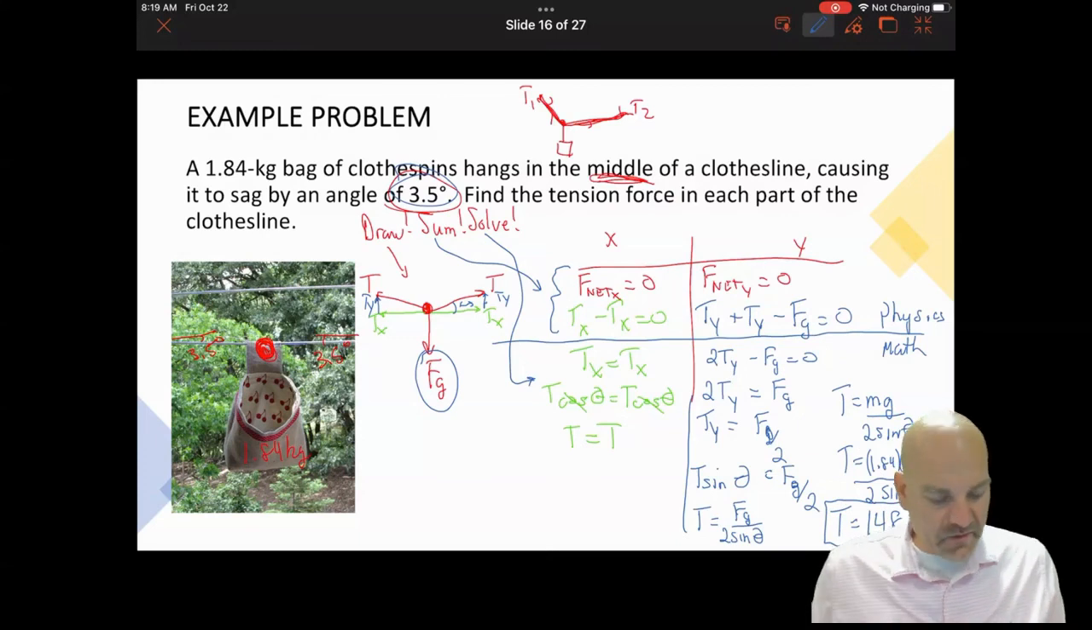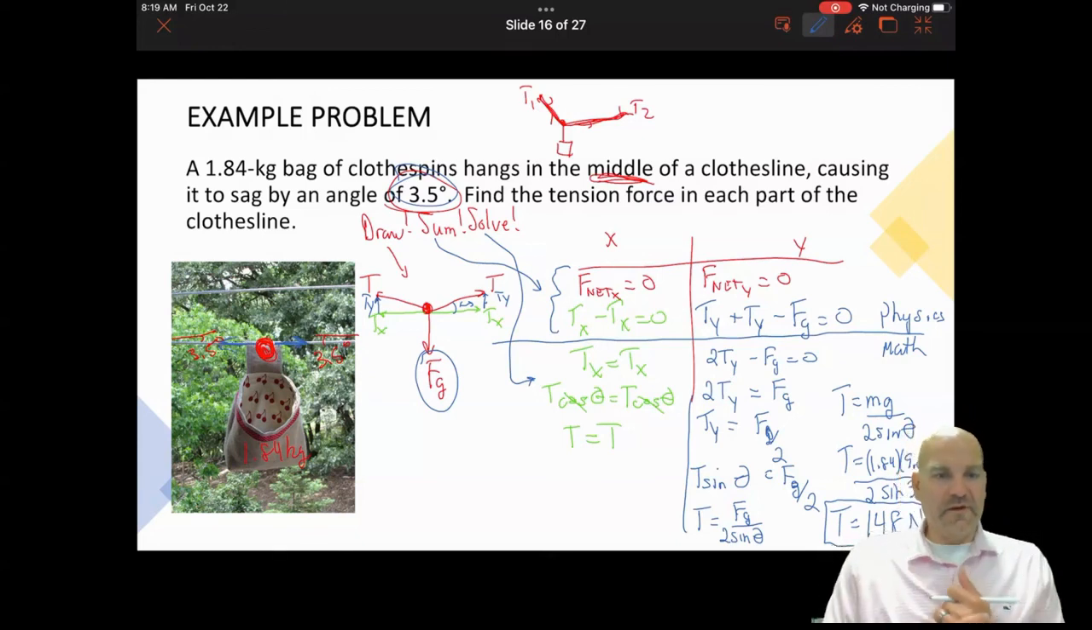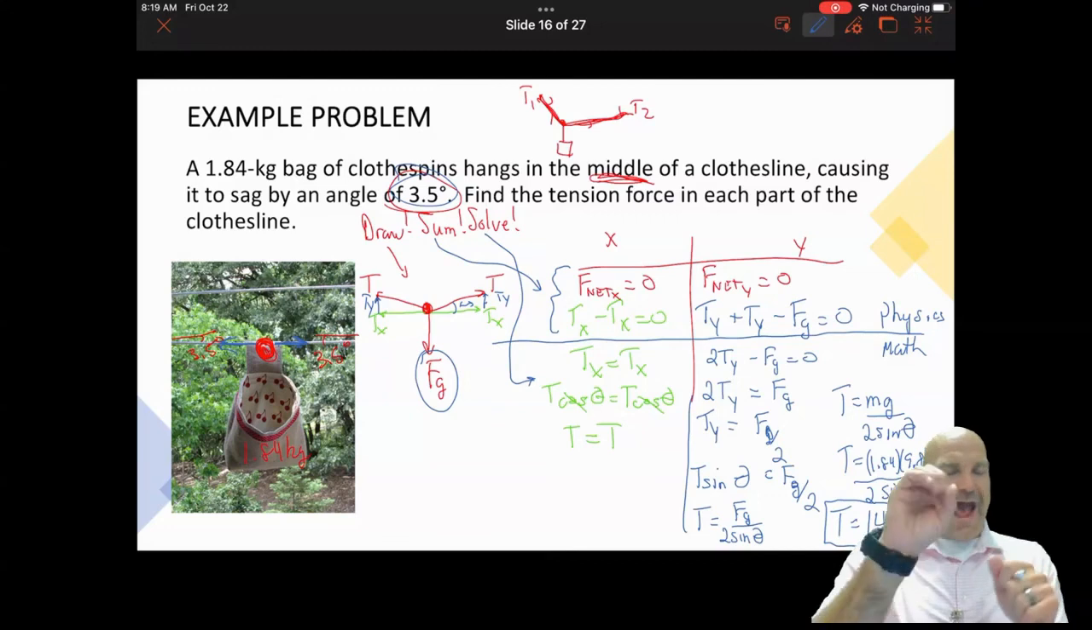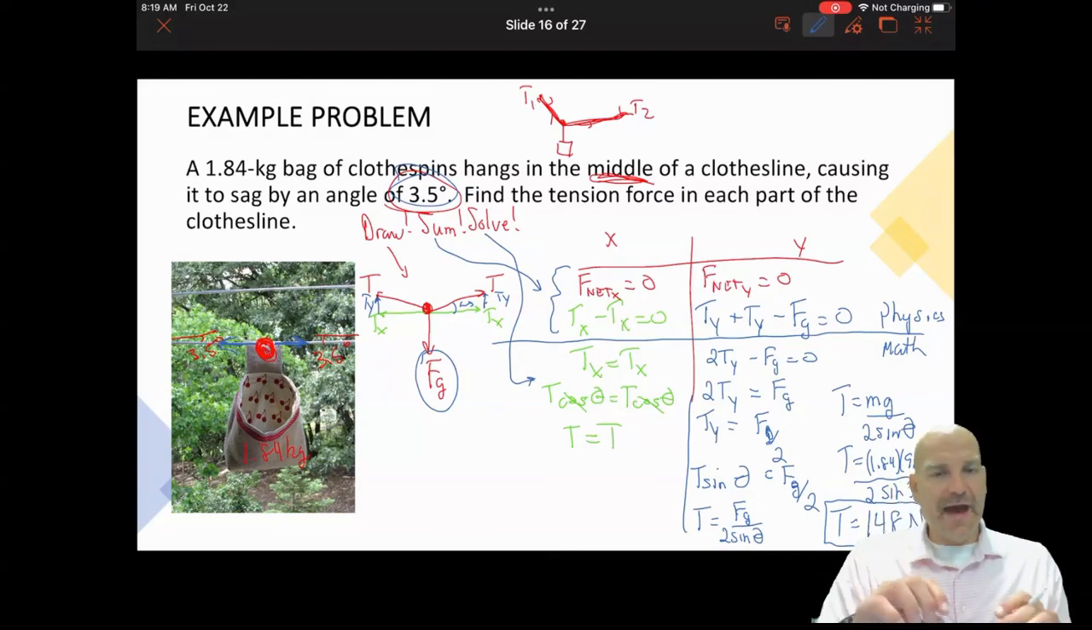Okay, so that's going to be the tension once we split that string into two. So yes, when you do tension problems, it is a single string, but once you start adding pieces to cause tensions to happen, then you treat it as two separate strings. Okay. All right.